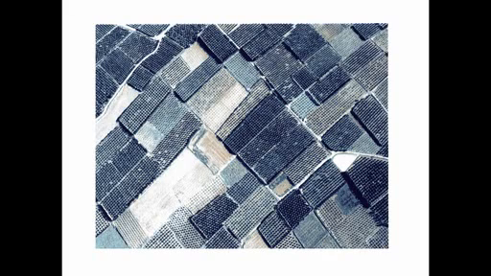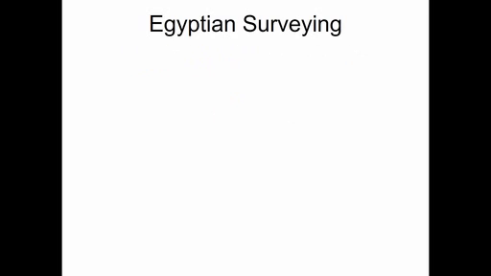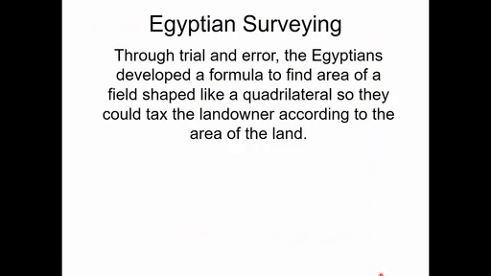Hopefully the word polygon came to mind. Most of them appear to be polygons. Maybe this one up here, maybe not so much. It's got the little curve in it, and this one next to it. Most of them are polygons. So the Egyptians came up with a method through trial and error to find the area of fields shaped like quadrilaterals. Did you see that most of those look like quadrilaterals? Maybe there's a pentagon over here. So what was their process?